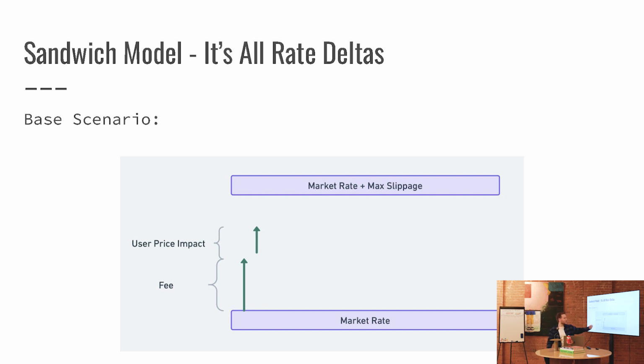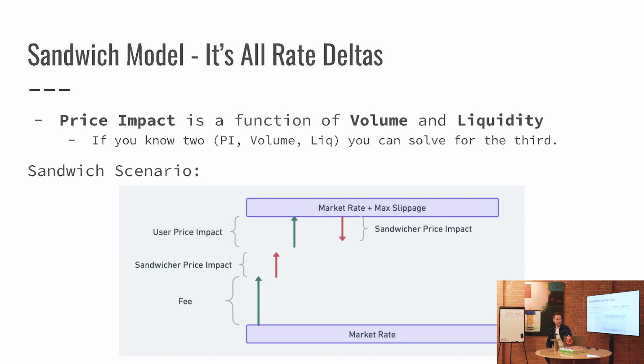Mentally though, I want you guys to keep in mind that the fee plays a role here. So mentally remember that there is a fee that is working against the user's slippage. And so when we're looking at how the sandwich attack happens, like what sort of math is the sandwicher using, how are they calculating their volume, etc., it's important to keep in mind that the price impact is a function of the volume and liquidity, but price impact really is just a rate delta, right?